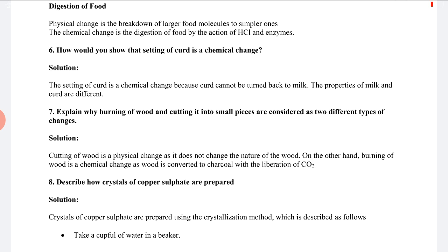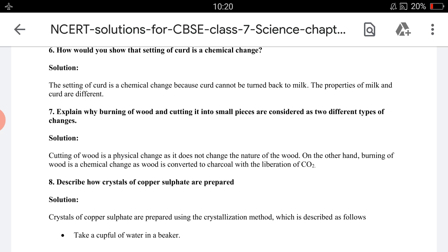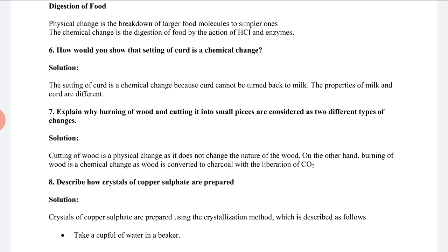The properties of milk are totally changed during the formation of curd from milk. So the properties of milk and curd are totally different. When we cannot turn a substance back to its original composition or original form, that change is a chemical change. So in the setting of curd, a chemical change takes place.